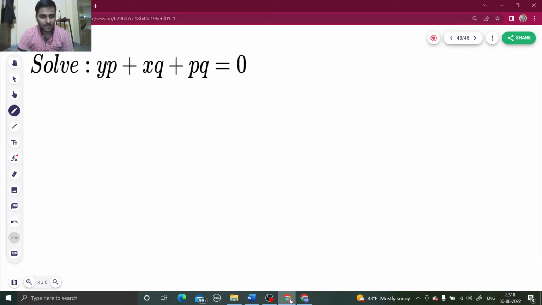So let's solve one more question from partial differential equations. Let's see how we can solve this question. We have to solve yp plus xq plus pq equals 0.